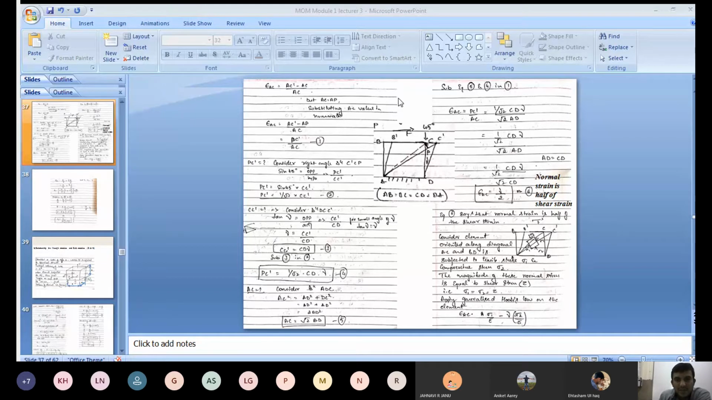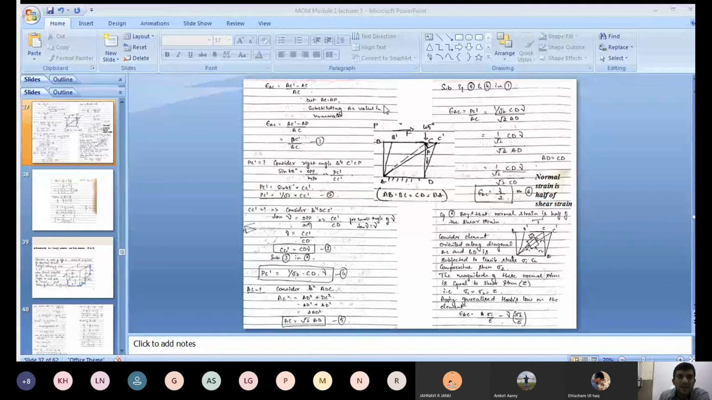Now what is AC' minus AP? That becomes PC'. Now epsilon AC is equal to PC' divided by AC, called equation number 1. We don't know PC', that is unknown, and we don't know the diagonal AC either. So there are 2 unknowns here. First we'll go for determining PC'.